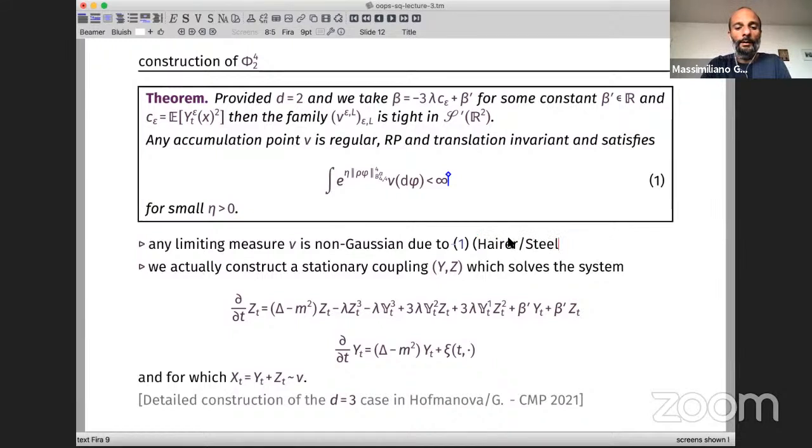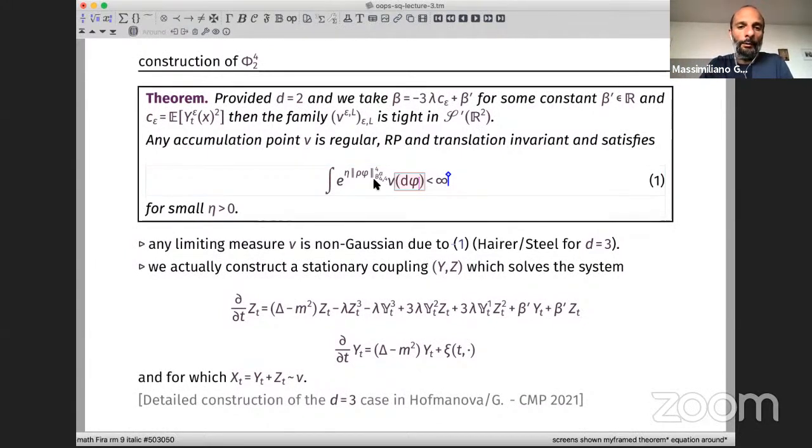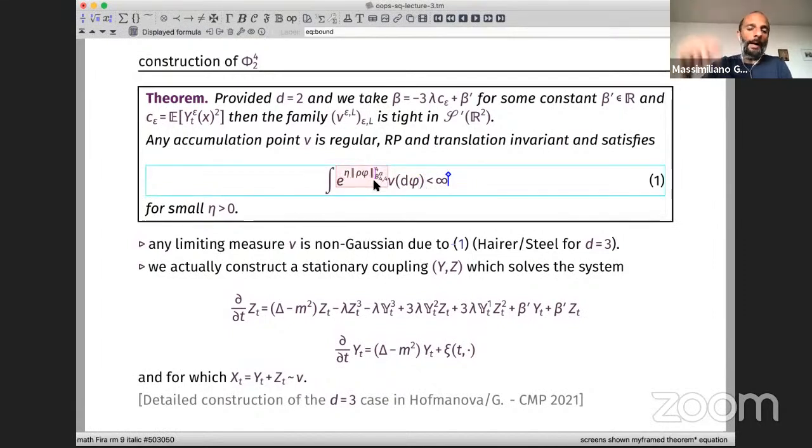And then this was a nice observation in the paper of Hairer and Steele. They do it in 3 dimensions, but essentially as soon as you have this bound with an exponential of a norm to a power higher than 2, you already know that the limiting measure is non-Gaussian, because a non-Gaussian measure can integrate powers bigger than 2, for obvious reasons. So this already tells you that the measure nu has to be non-Gaussian, which is something you have to prove, because the limiting measure could be Gaussian.